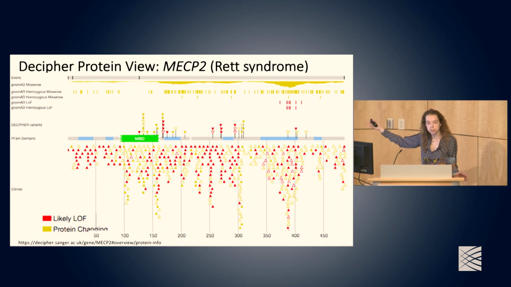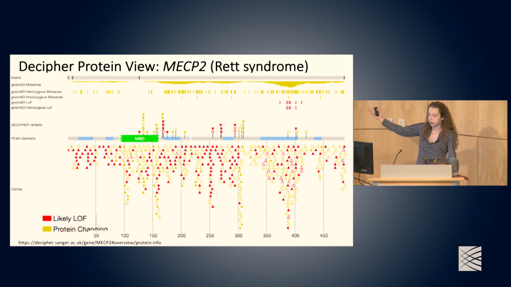So this is neurodevelopmental intellectual disability, so I would expect it to be in some of the data sets that are included in Decipher, like the DDD project. And then this is all the ClinVar data down here. So you're seeing a lot of triangles. What's going on with those?